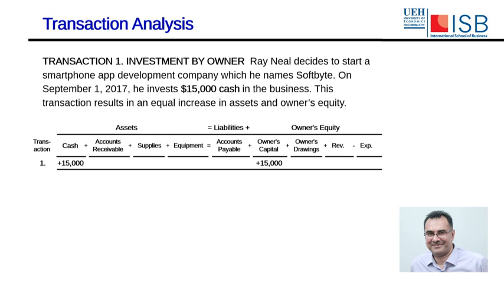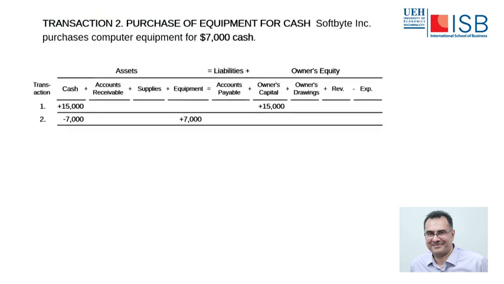Assets go up by $15,000, equity increases by $15,000, and the equation is in balance. Now we move on to transaction number 2. The owner decided that he will buy $7,000 of equipment for cash. So what happens here is we will take out $7,000 cash, which will be a minus to the asset side of the equation, and we will have a corresponding $7,000 increase for another kind of asset, equipment, to ensure that the transaction is in balance.